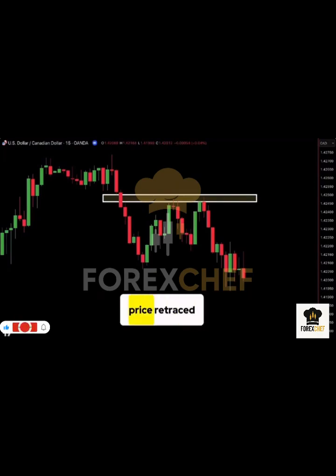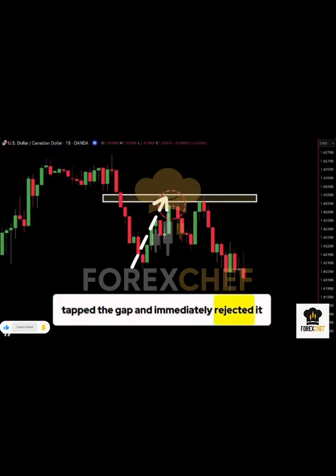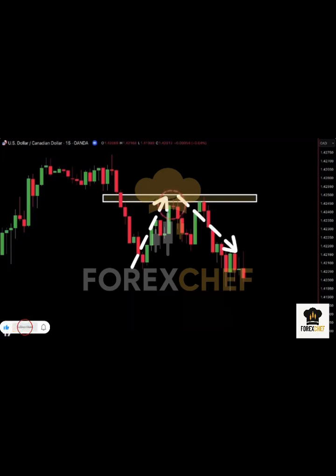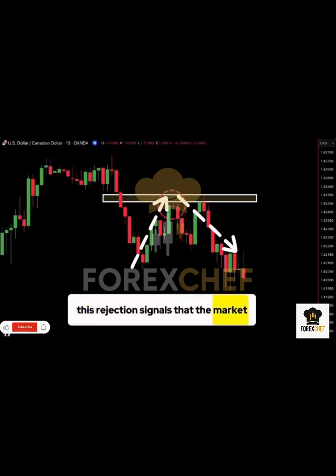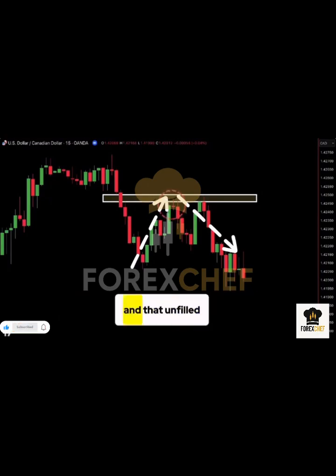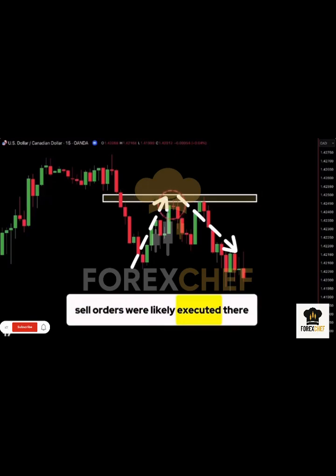Now look at what happened. Price retraced, tapped the gap and immediately rejected it, then continued dropping. This rejection signals that the market respected the imbalanced liquidity zone and that unfilled sell orders were likely executed there.